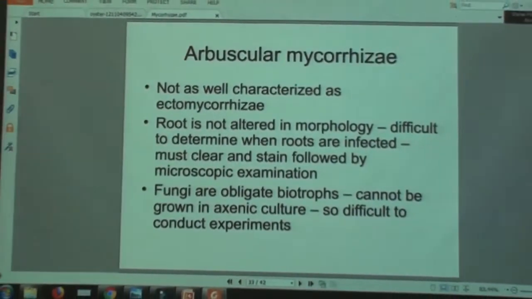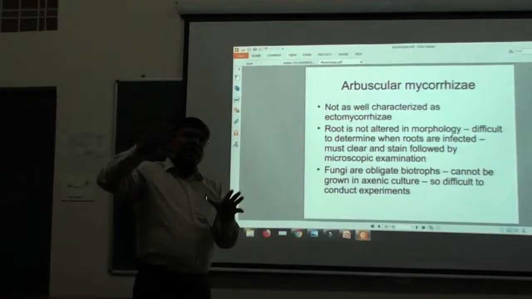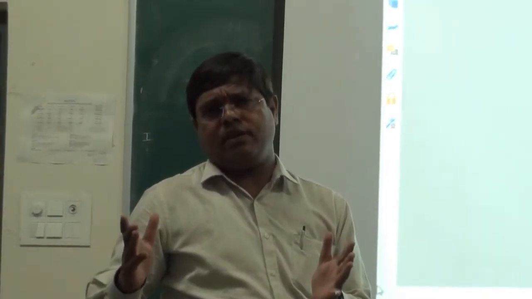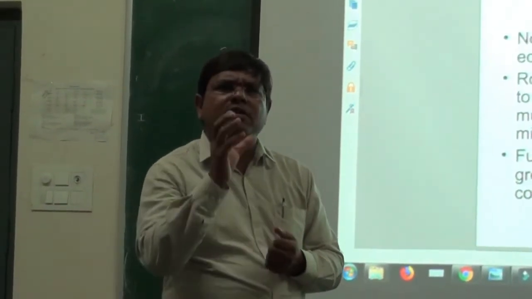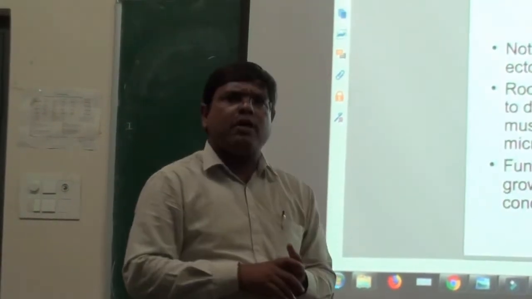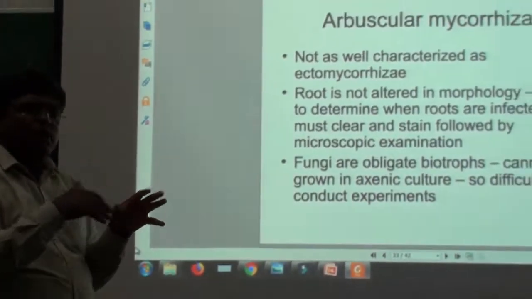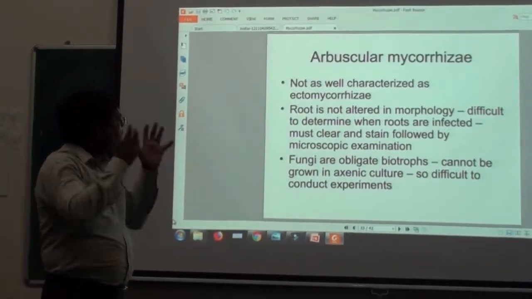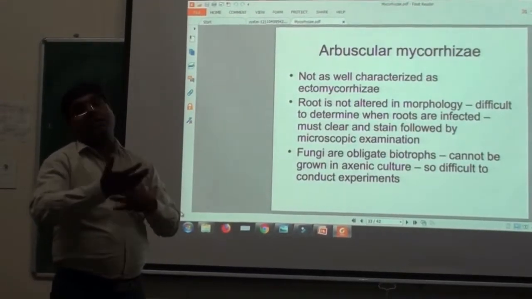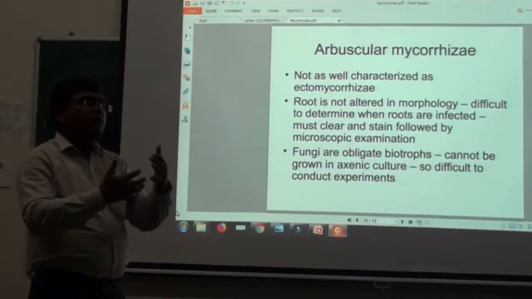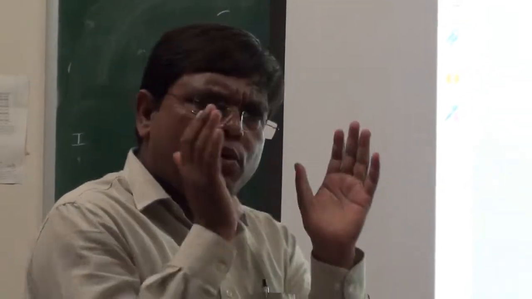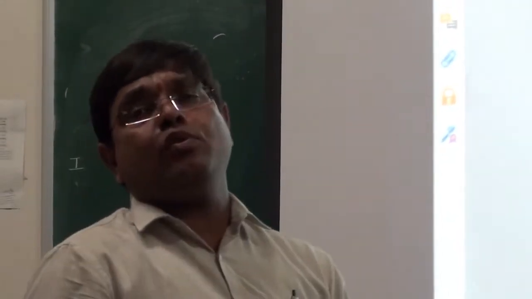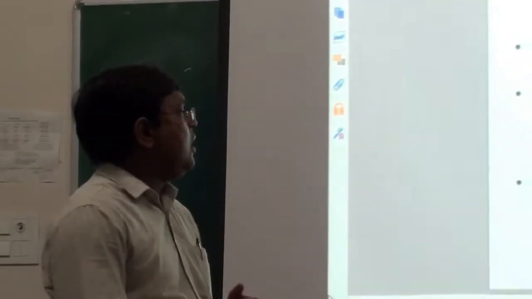Arbuscular mycorrhizae are not as well characterized as the ectomycorrhizae. We have tremendous information about ectomycorrhiza because a lot of research has been done on it, but less information about arbuscular mycorrhiza. Here the root is not altered morphologically in the case of arbuscular mycorrhiza, so it is very difficult to determine when roots are infected. It is very difficult to know whether a root is infected or not. Once we go to microscopic studies and microscopic identification, only then do we come to know that the root is infected by the arbuscular mycorrhiza.